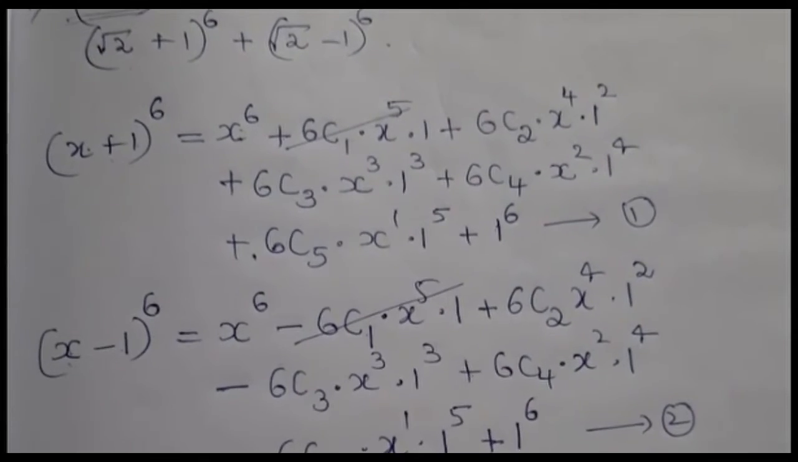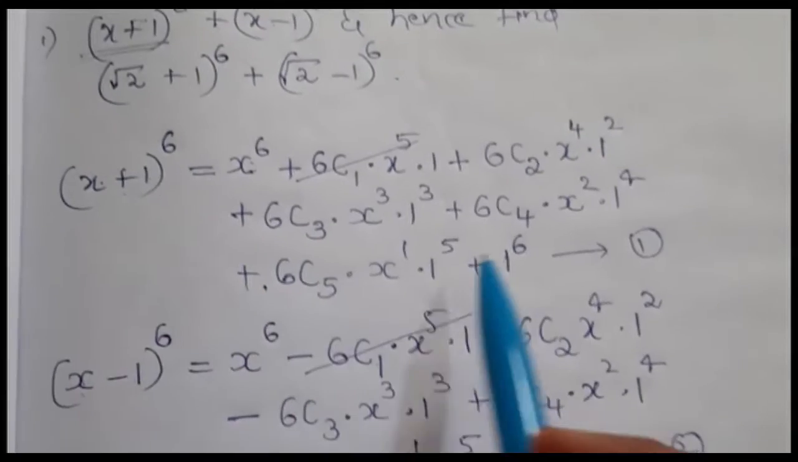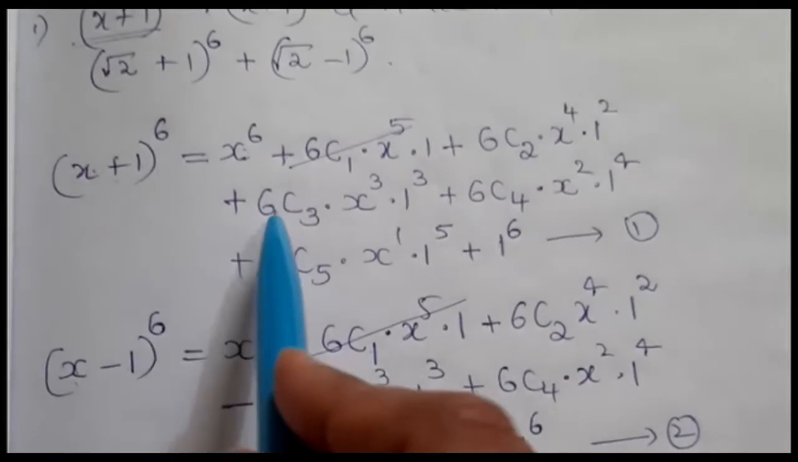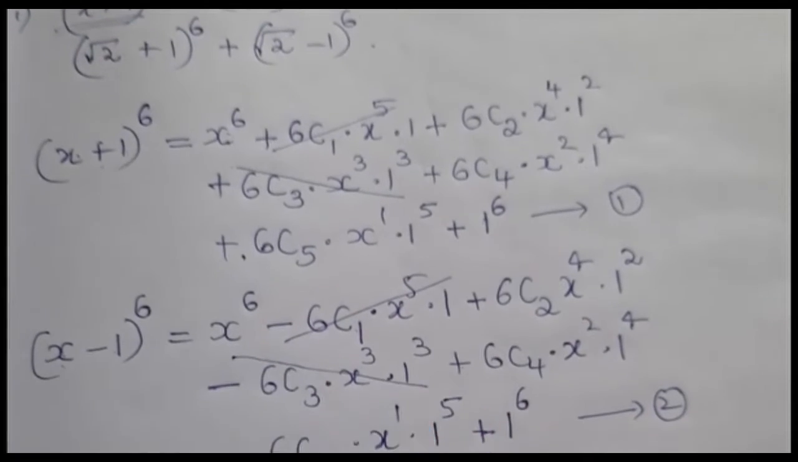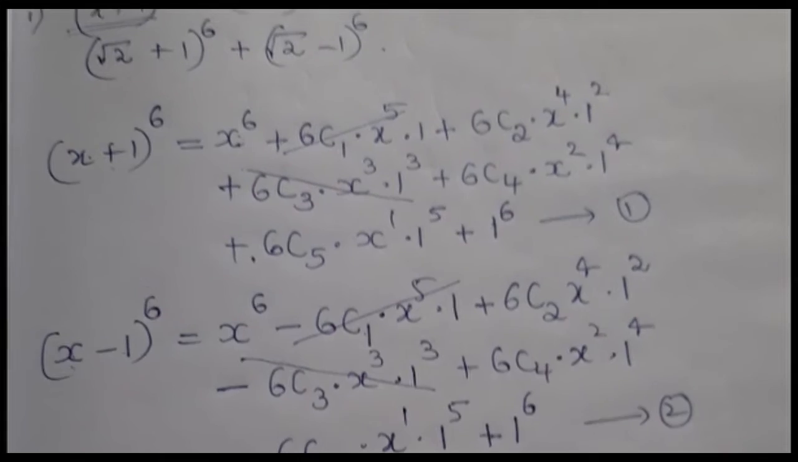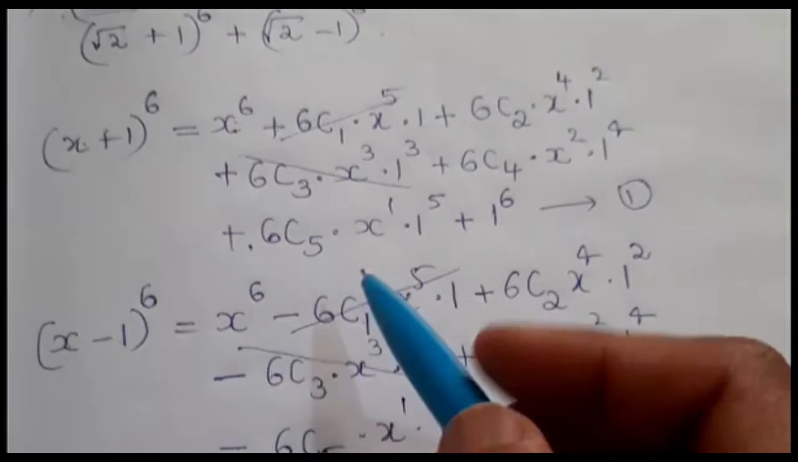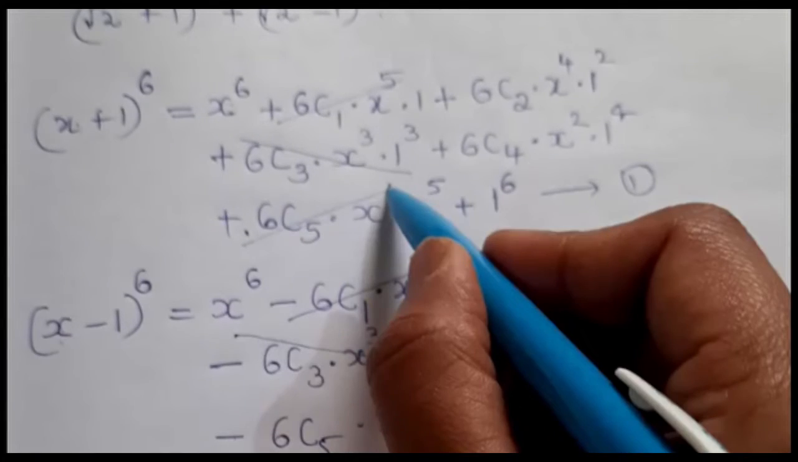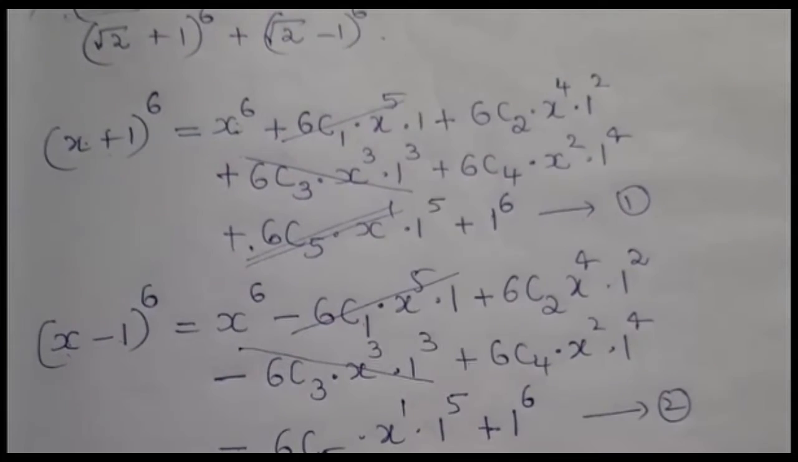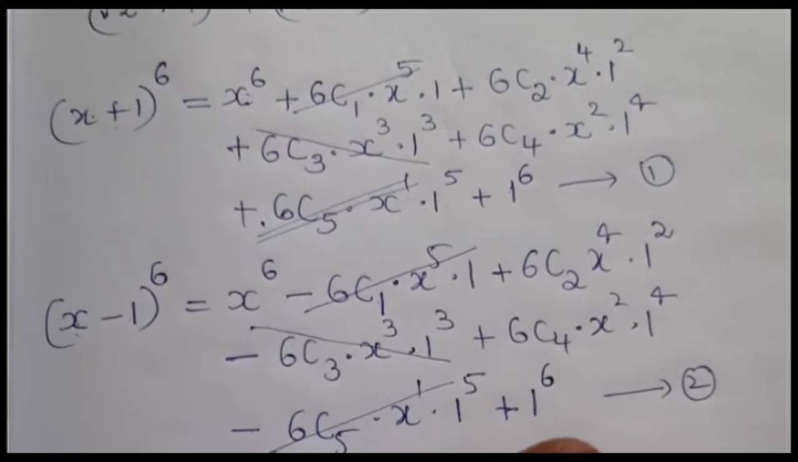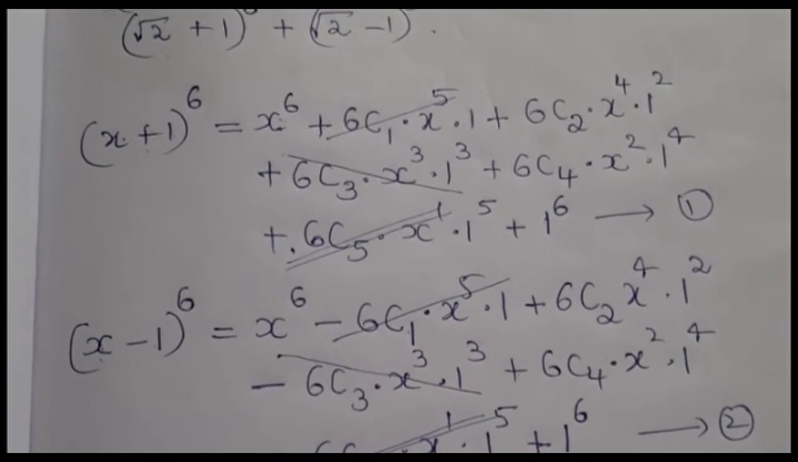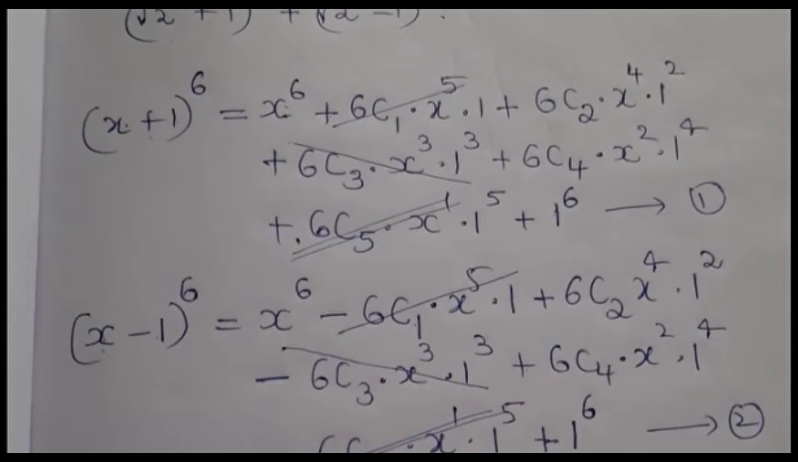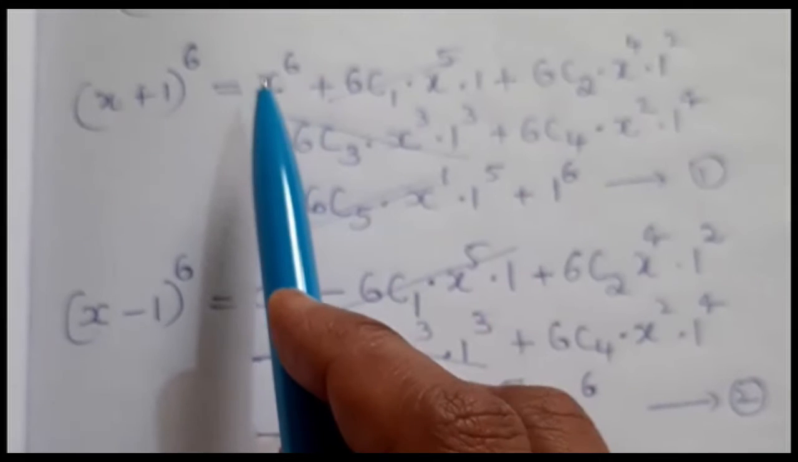Those two get eliminated, isn't it? Similarly, which is the other term that gets cancelled out? Plus 6c3 x cube into 1 cube minus 6c3 into x cube into 1 cube. Again, plus 6c5 x power 1 into 1 power 5 minus 6c5 x power 1 into 1 power 5. It also will cancel. So only fewer terms remain now. 7 terms will get eliminated.